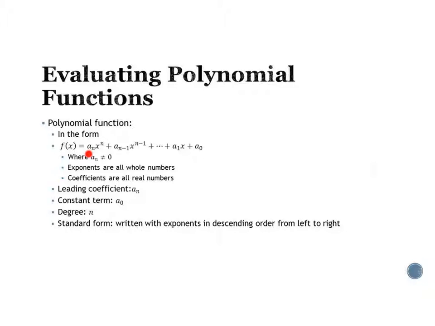That means that none of our coefficients are going to have an i in them. Okay, and our a's are our coefficients. Coefficients, the part in front of the variable. Okay, we're going to call a sub n the leading coefficient. And we're going to call a sub 0 the constant term because it doesn't have a variable. And the degree of this polynomial is n. So your highest exponent is your degree.